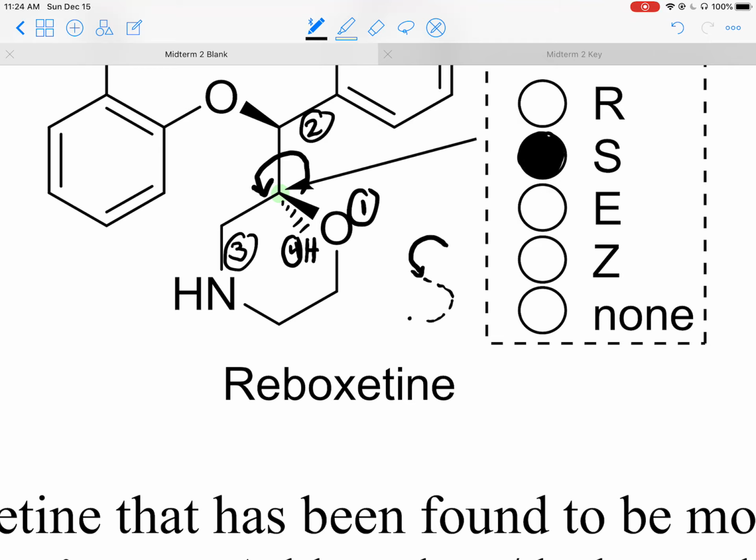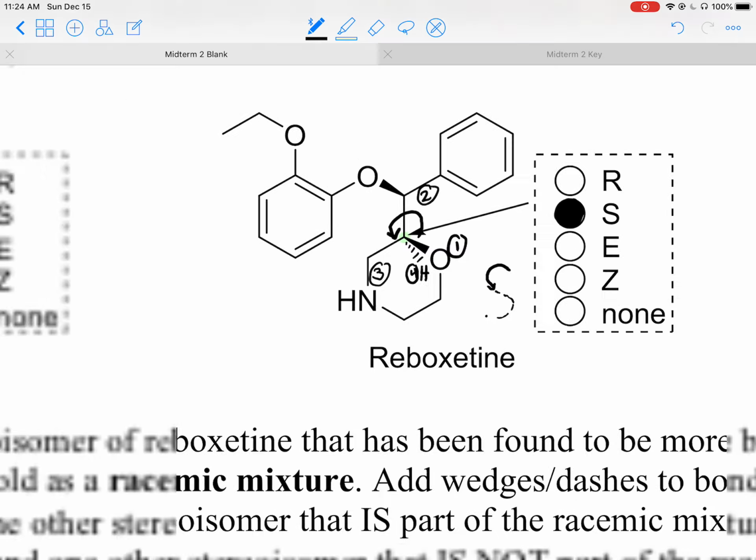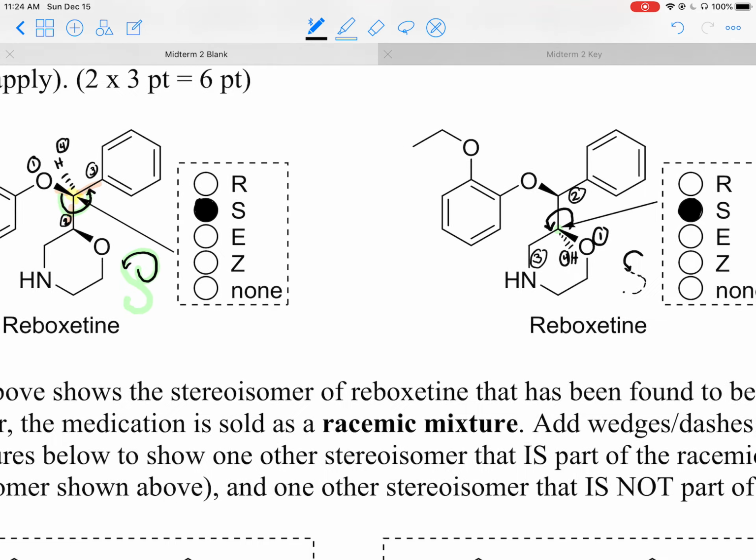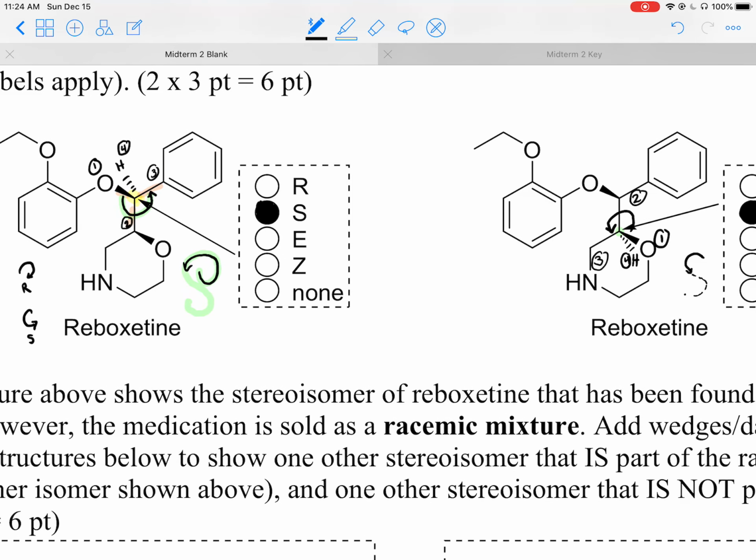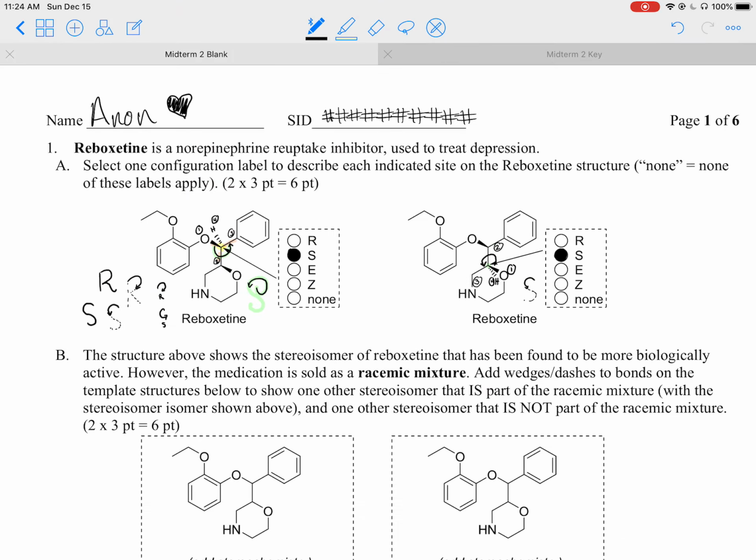What were the other options for this question besides R and S? There was E, Z, or none. So none would be the case if it wasn't a stereocenter, as in if 2 of the groups that the carbon was connected to were the same, or if it was only connected to 3 groups, that wouldn't be a stereocenter. So that would be the case where it's none. And E versus Z would be if we were looking at an alkene, but we're not in this case. We're looking at just a carbon that's making 4 different bonds. So yeah, so these are both S.